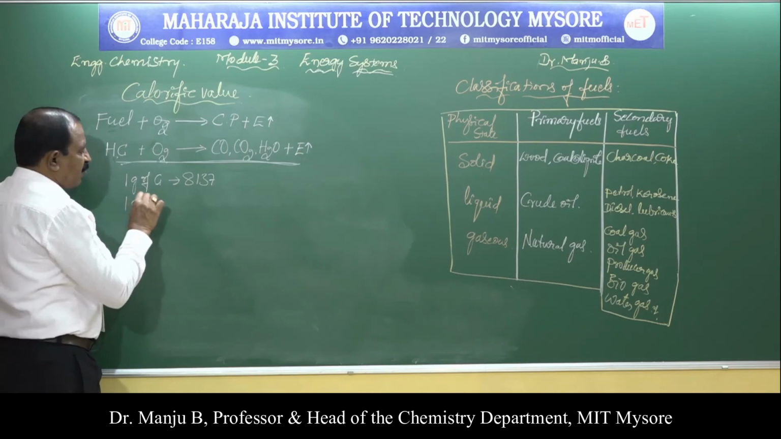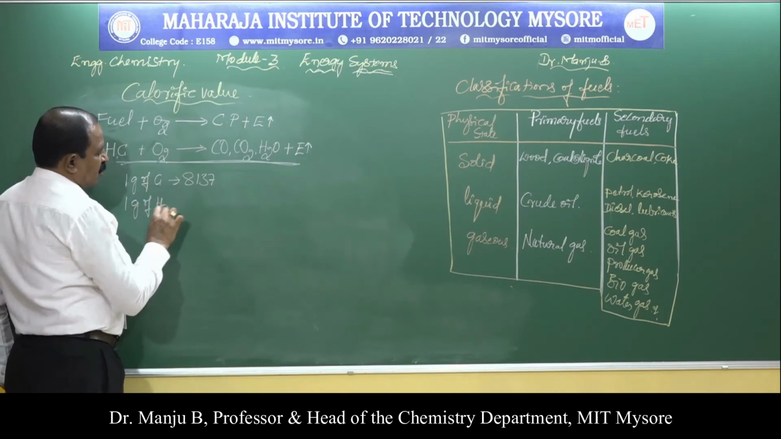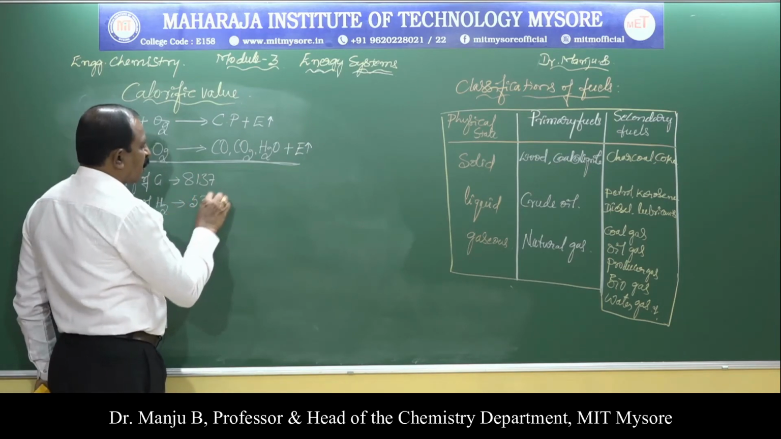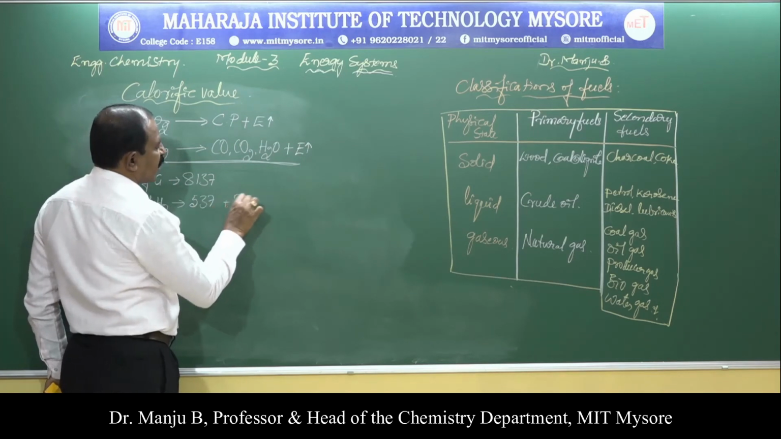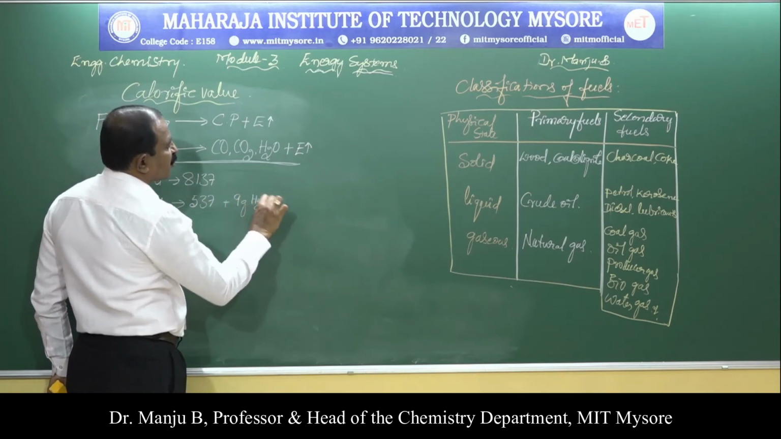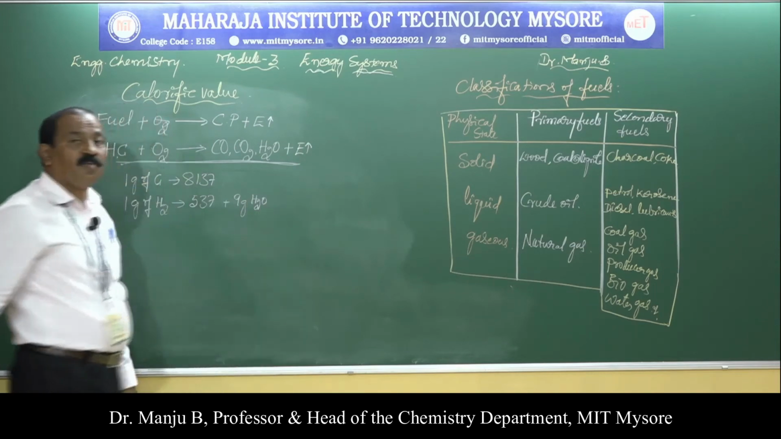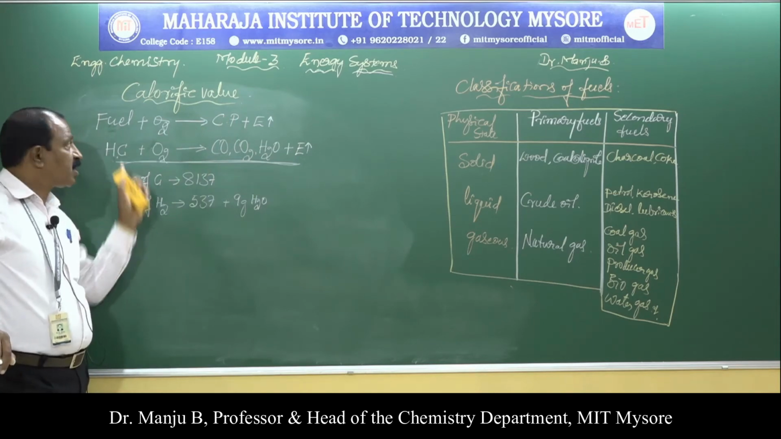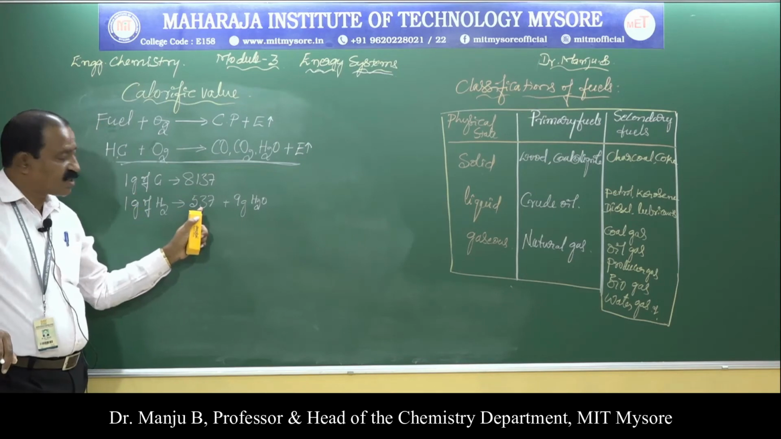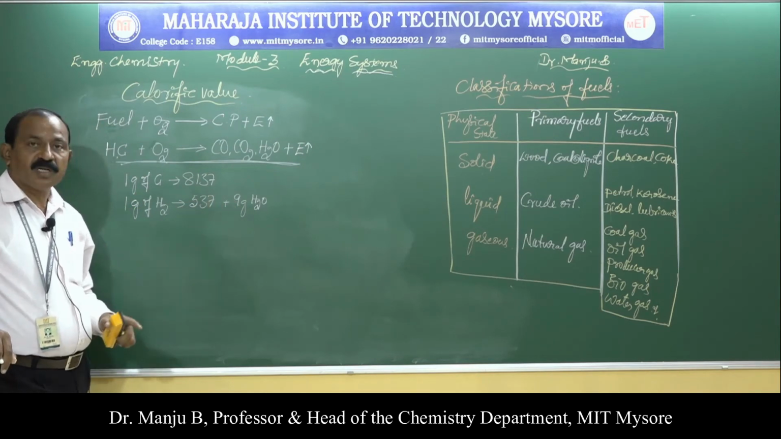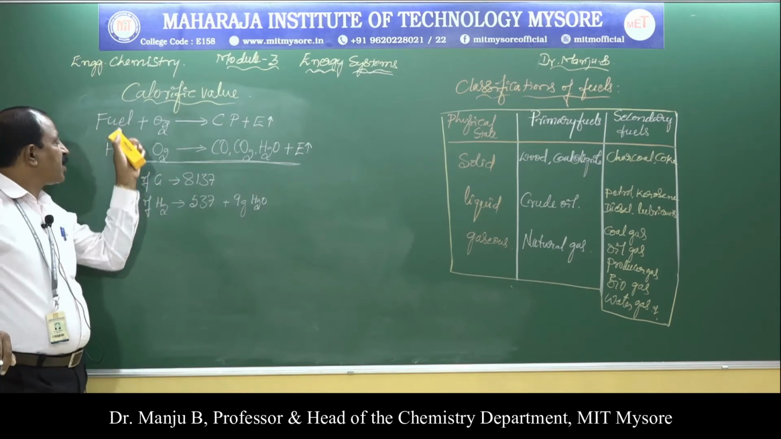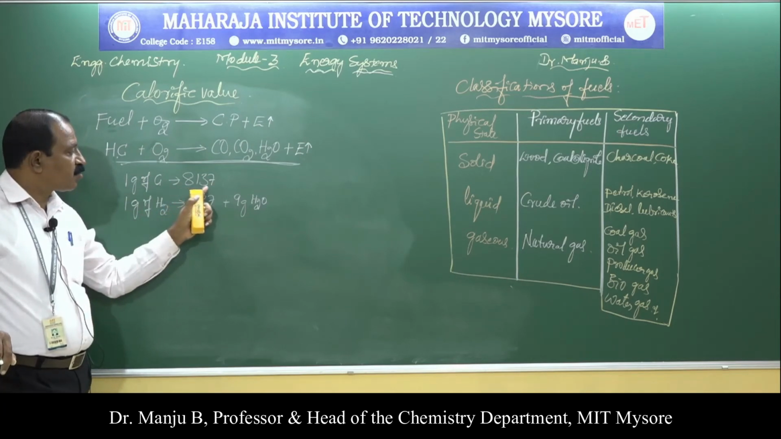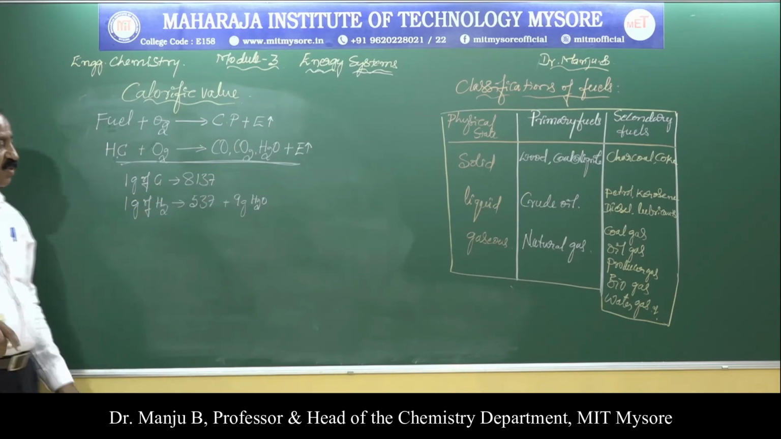Suppose you burn 1 gram of hydrogen, it gives 537 calories of energy, plus 9 grams of water is produced in the form of steam. 9 grams of water is produced as steam during the combustion process. For 1 gram of hydrogen present in your fuel, this much energy is released during combustion, and this much water is produced as steam. In the same way, if the fuel contains carbon, burning 1 gram of carbon gives 8137 calories of energy during this process.